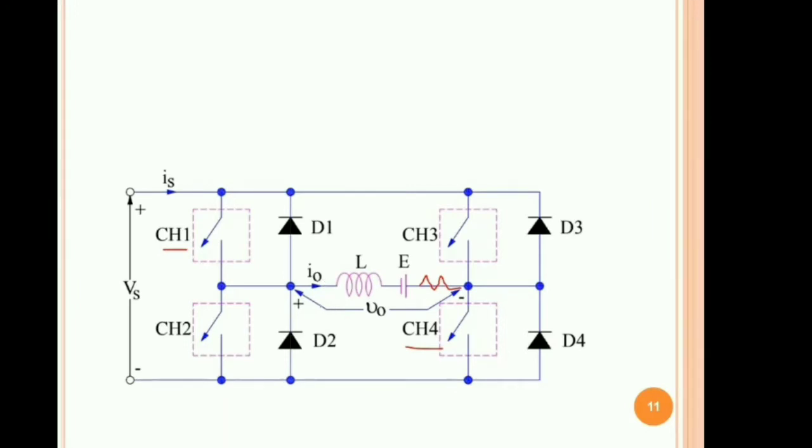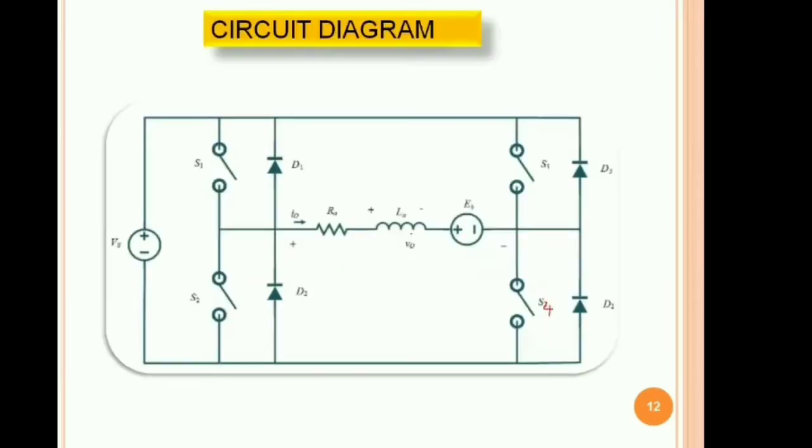And the voltage drop across the load has plus on the left side and minus on the right side. That is the voltage drop, which we call V_0. This is the circuit diagram of the four-quadrant chopper. In some textbooks, you may find that the chopper switches are named S1, S2, S3, S4. You can refer to anything. So it is another diagram, the same diagram drawn in a different way.